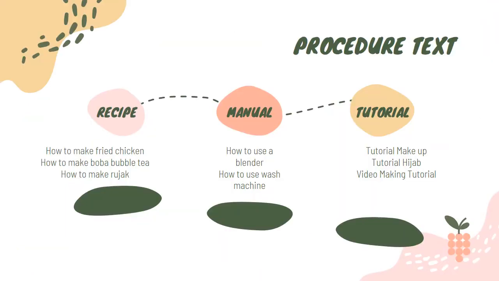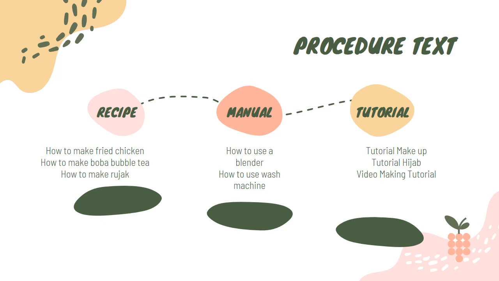A recipe is a kind of procedure text. Sebuah resep adalah bagian dari teks prosedur. Manual is also a kind of procedure text. Buku petunjuk penggunaan merupakan juga salah satu teks prosedur. In some tutorial, we can also find a procedure text. For example, tutorial makeup, tutorial hijab, and video making tutorial.